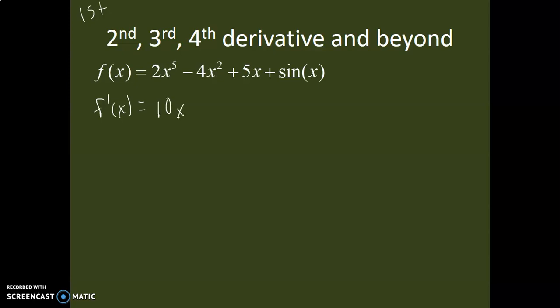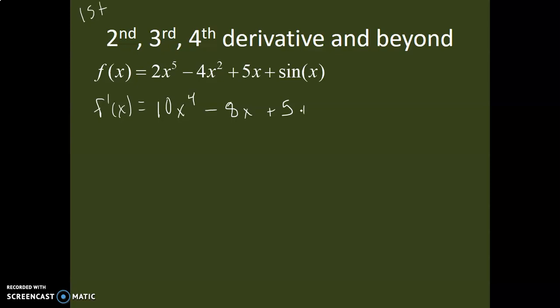5 times 2 is 10. Drop the exponent, so 10x to the fourth, minus 4 times 2 is 8. Drop the exponent, so it's just x to the first power. I do need that x, because x to the first is different from x to the 0. 1 times 5 is 5. Derivative of x to the first is just x to the 0, which is 1. Keep in mind this is a linear function with a slope of 5, so the derivative is 5.